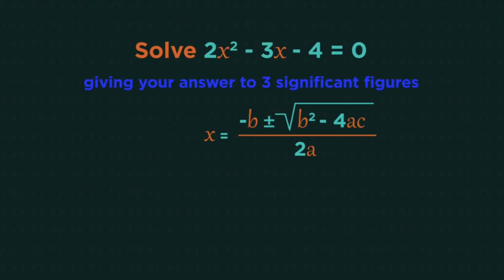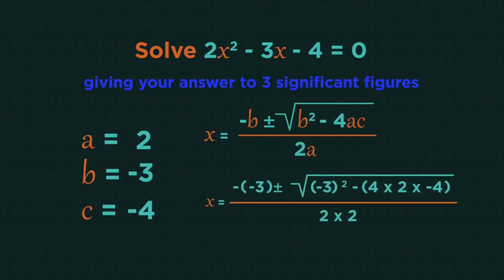Let's have a look at an example. A is positive 2, B is negative 3, and C is negative 4. And so we just substitute these numbers into the formula. Minus 3 plus or minus the square root of negative 3 squared minus 4 multiplied by 2 multiplied by negative 4. All of that divided by 2 multiplied by 2. Be very careful with the negatives. Use brackets to prevent mistakes.